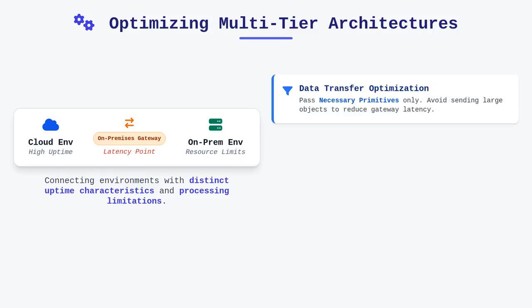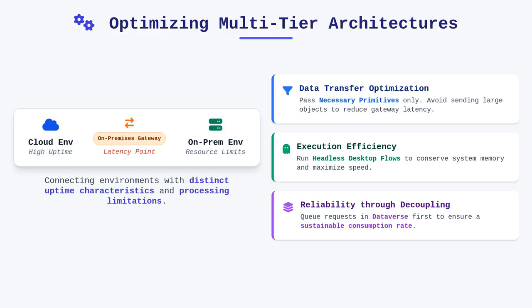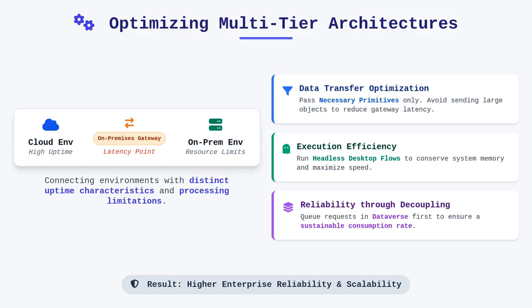To optimize this, minimize the amount of data transferred back and forth by passing only necessary primitives rather than large objects. Additionally, ensure that your desktop flows are built to run headlessly whenever possible to conserve system memory and prioritize execution speed. Reliability increases when you decouple the reception of the email from the actual processing, perhaps by queuing the requests in Dataverse first, allowing the desktop flows to consume them at a sustainable rate.